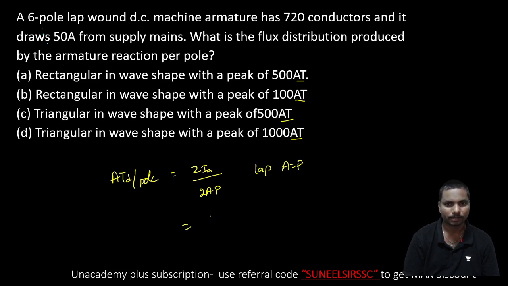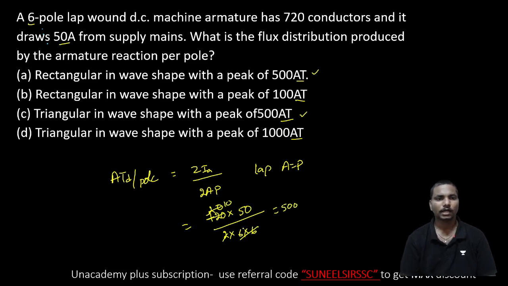So the number of conductors is 720, the armature current is 50 amps, and 2 into the number of parallel paths, which is equal to the number of poles, 6, and the poles are also 6. Then you can find this: 6 into 6 is 36, and then that gives 500. We have two options, this one and this one. Here armature ampere turns, AT, is nothing but the MMF. So the armature MMF is always triangular in shape.